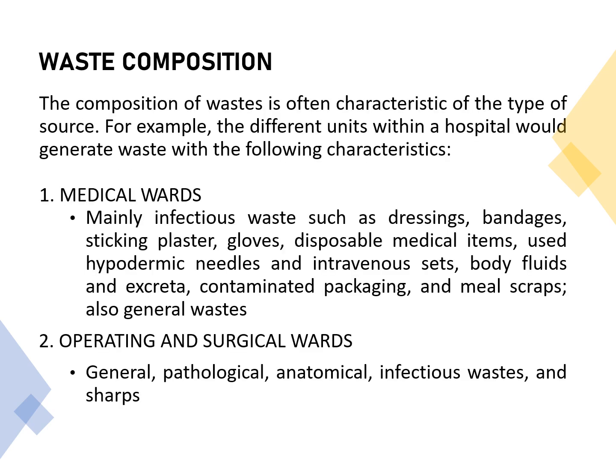Now let's go to the waste composition of the different waste generators. So waste composition is often characteristic of the type of source. For example, if the different units within a hospital generate waste, they would have the following characteristics. In medical wards, it's mainly infectious waste such as dressings, bandages, sticking plaster, gloves, disposable medical items, used hypodermic needles and intravenous sets, body fluids and excreta, contaminated packaging and meal scraps, and also general waste.